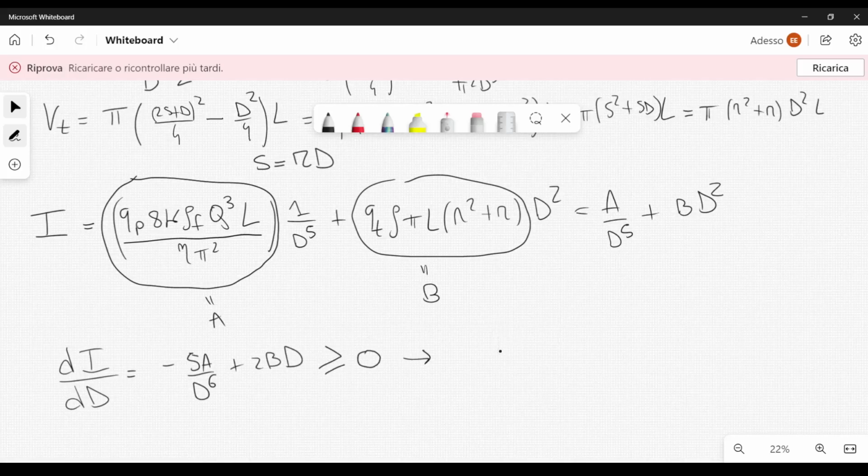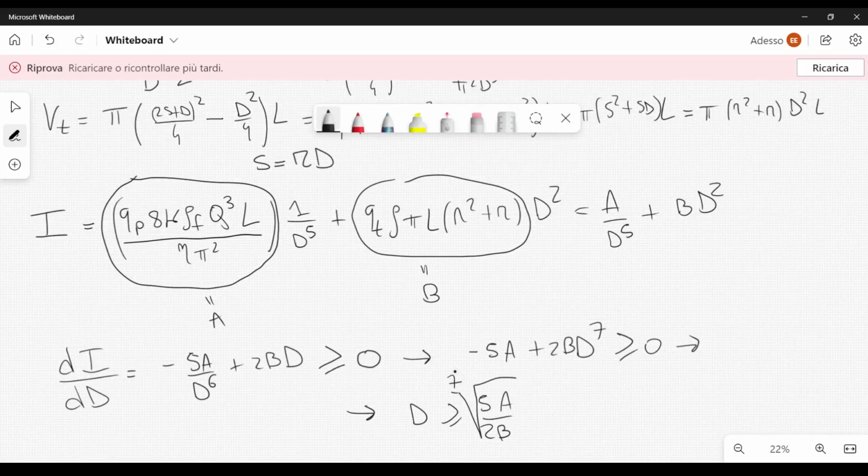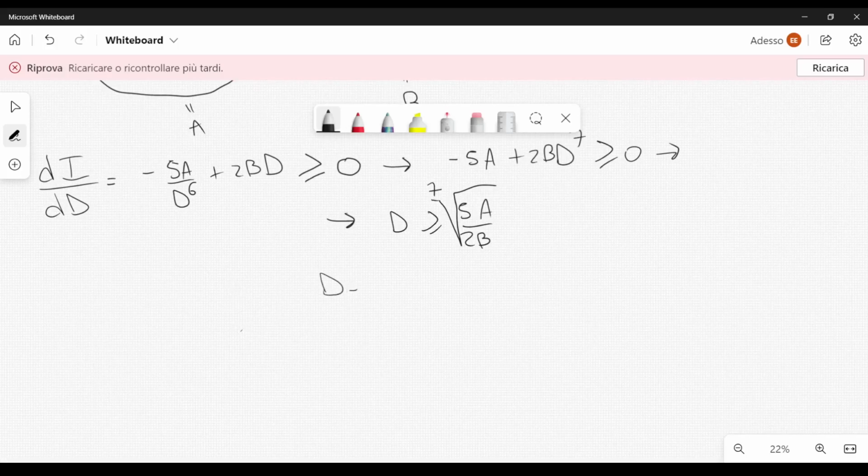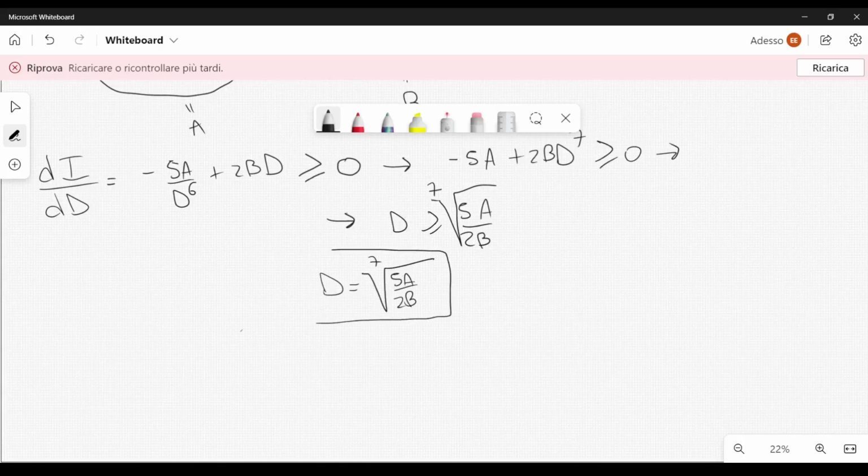So in particular, this is true if minus 5a plus 2b d to the 7th is greater than or equal to 0, or d to the 7th is greater than or equal to 5a over 2b, like this. And since we are interested only in those values of d which are positive, of course, because it's a diameter, we can simply take the 7th root of this. It basically means that if we take d equal to the 7th root of 5a over 2b, where a and b we defined previously, this will minimize our function I of d.